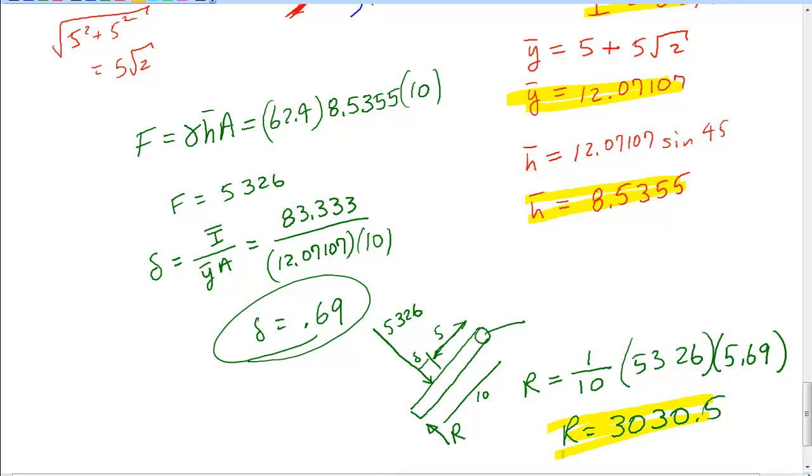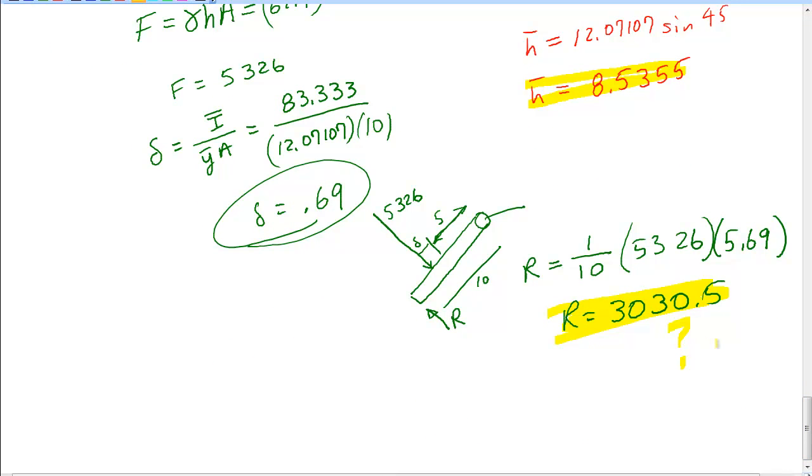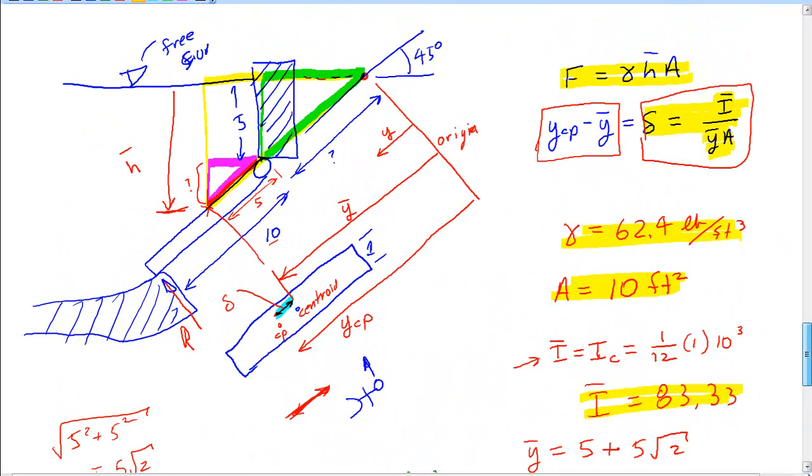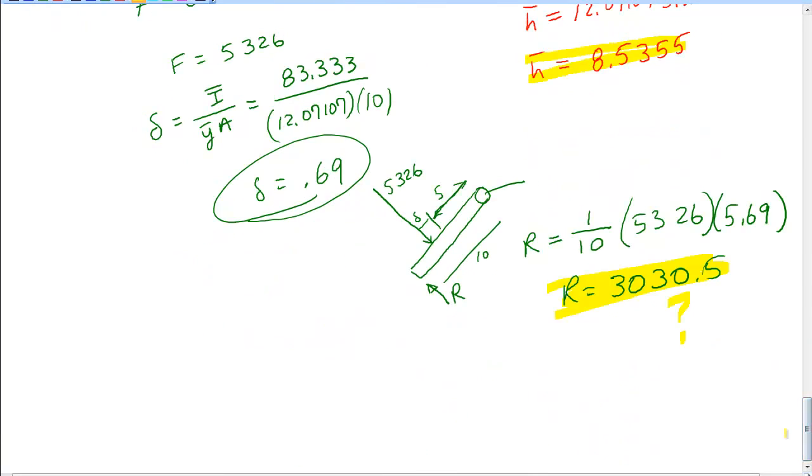Now, are we right? I don't know. Let's take a look here. Let's do it the old style way. What's the old style way? Here we go. The old way is take this gate and put the equivalent load on here. Now this is what we learned last week.